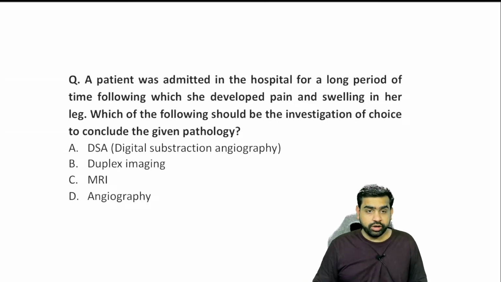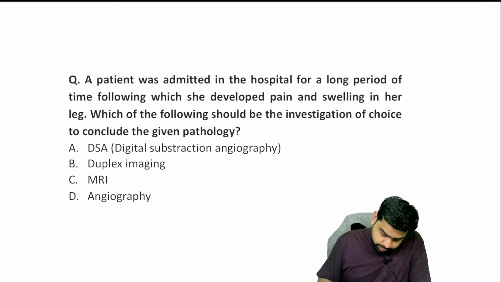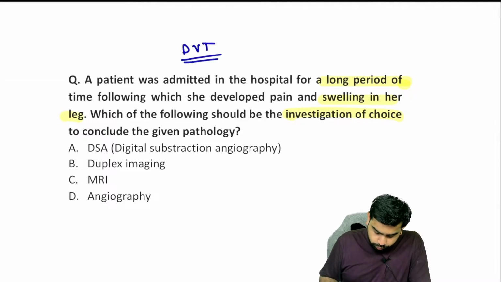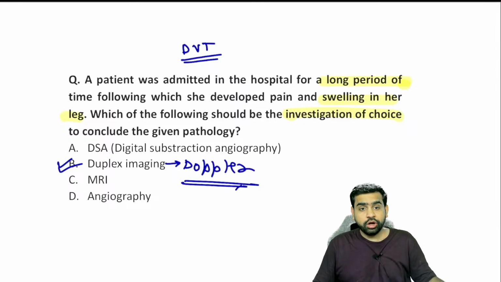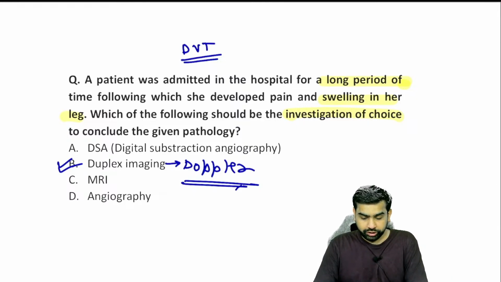Sorry guys, I'm really sorry for this. So what is this question? There is a patient who is admitted to the hospital for a long period of time, following which she developed swelling in her legs. What is the investigation of choice? You are trying to look for a DVT, and the investigation of choice for that is duplex imaging, that is a Doppler. That's what you need to understand over here.